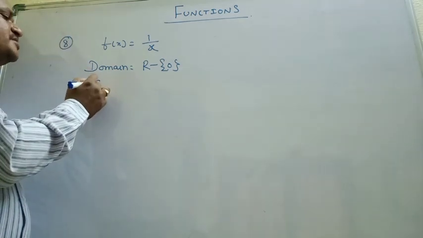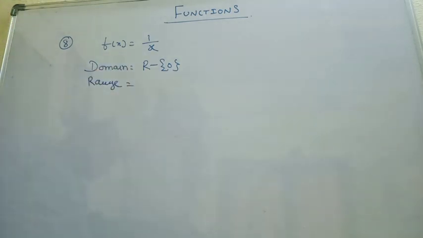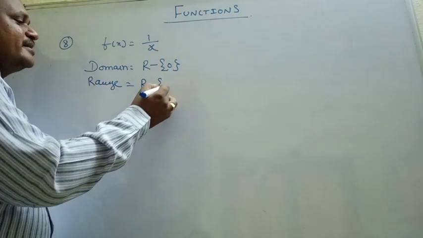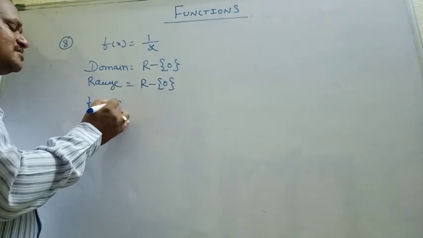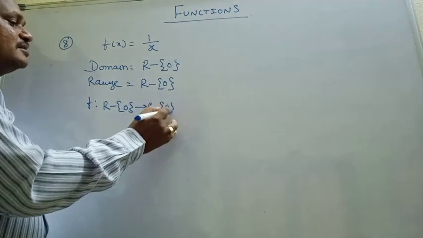And the range, what are you going to get? The range is also all the real numbers except 0. You cannot get 0. You are going to get all the real numbers, R minus {0}. Therefore, this is a function from R minus {0} to R minus {0}. You cannot get 0 here.